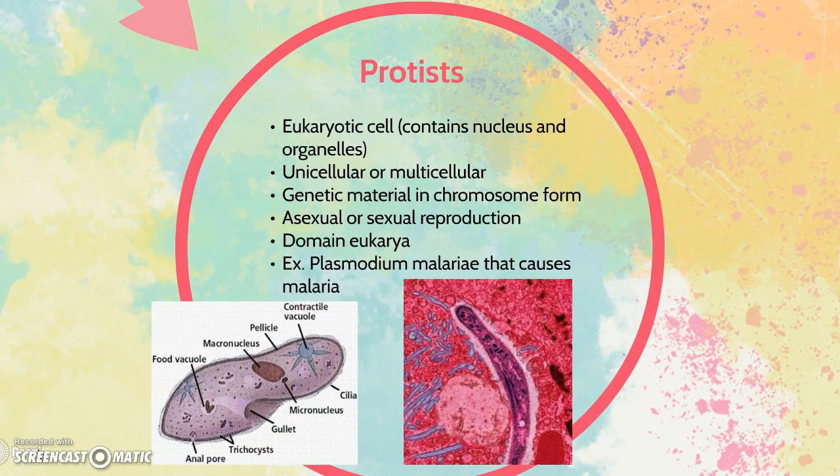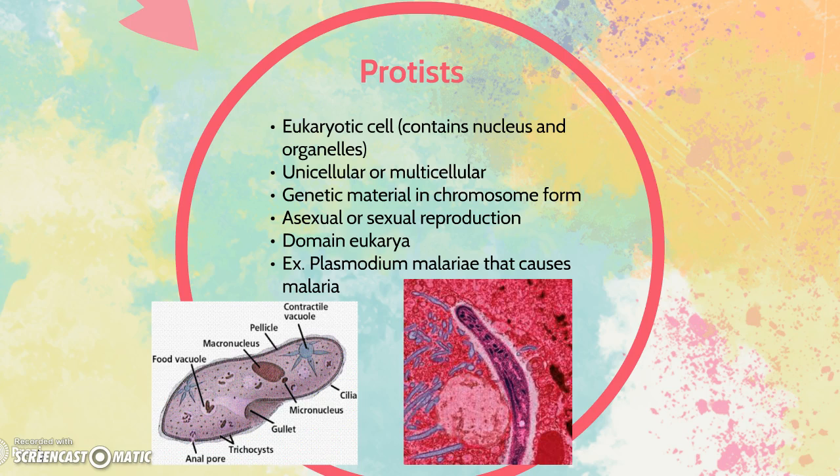Next, we're going to talk about what a protist is. Protists are eukaryotic cells, meaning their cells do in fact have a nucleus and organelles inside them. They can come in both unicellular and multicellular form. Their genetic material is contained in neat chromosomes which are stored in the cell's nucleus. Protists can reproduce either asexually if they're unicellular or sexually if they're multicellular. Protists are part of the domain Eukarya.